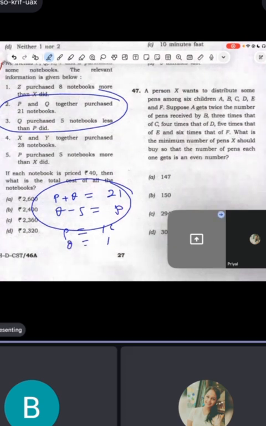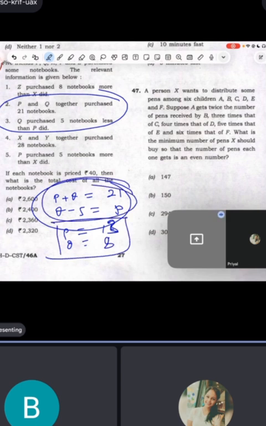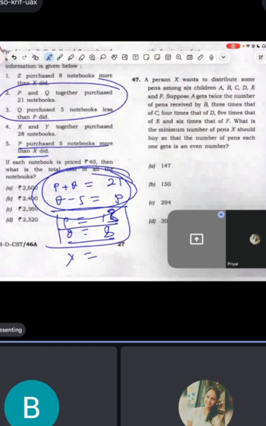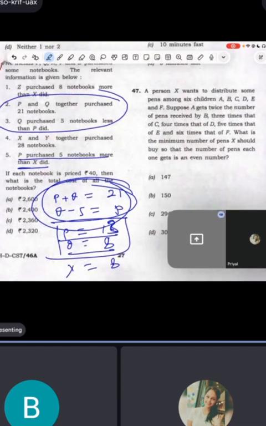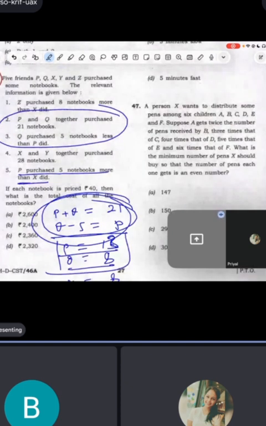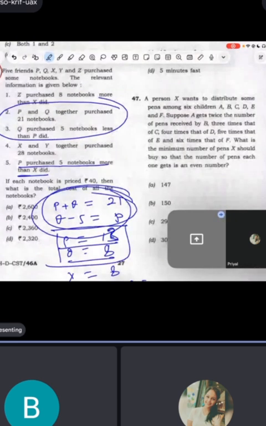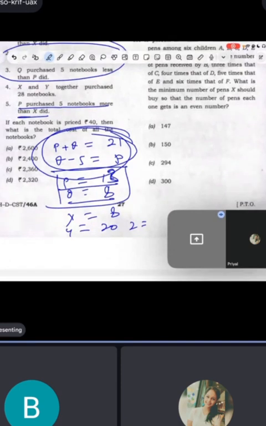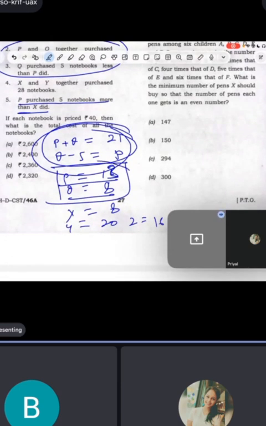If you solve these two equations, you will get P equal to 13 and Q equal to 8. Now you have P and Q, so it is easier. P purchased 5 more than X, so X will be 8. X and Y together purchased 28, so Y will be 20. Z purchased 8 more than X, so Z will be 16. Now I have the value of all the people.